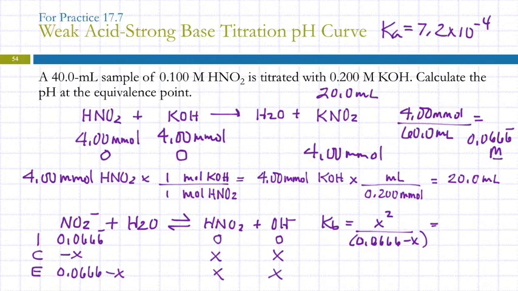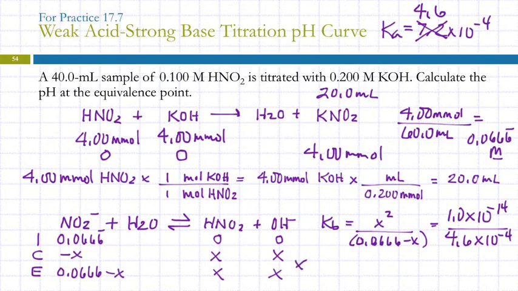What does the book give you? 4.6 times 10 to the negative 4. Well, let's go with what the book says, because this isn't telling me what temperature or anything. Okay, let's go with that. 4.6. Kb is Kw over Ka. Kw, 10 to the minus 14. Ka, 4.6 times 10 to the minus 4.